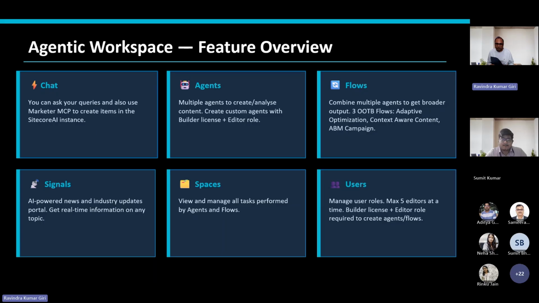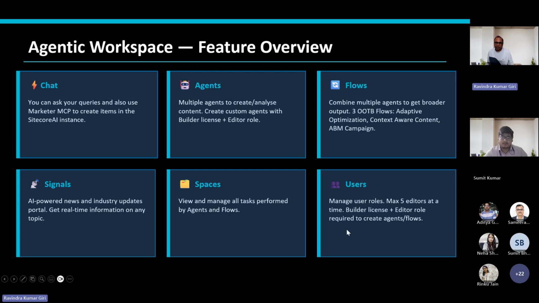Agents are the same: there are multiple inbuilt agents which we can use, and we can also create custom agents to achieve our goals. Flows I already explained. Signals are basically insights about real-time news. If something is happening, like some news, the agents can connect with the signals to get industry updates and the latest updates, and based on that, generate or take the next actions. A space is where we can see all the agents, manage and view them, and see how they are working.